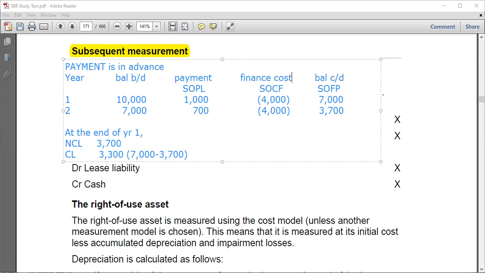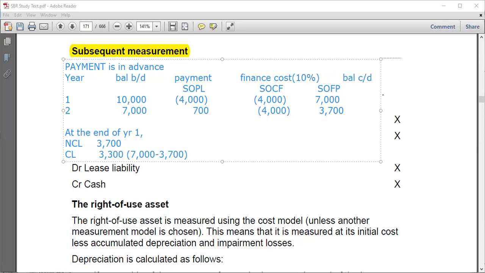And if you swap them this way, this is 10,000. We say that we'll be paying 4,000, right? 4,000 like this. So 10,000 minus 4,000, you remain with 6,000. And then finance cost, we say that the finance cost is 10%, right?